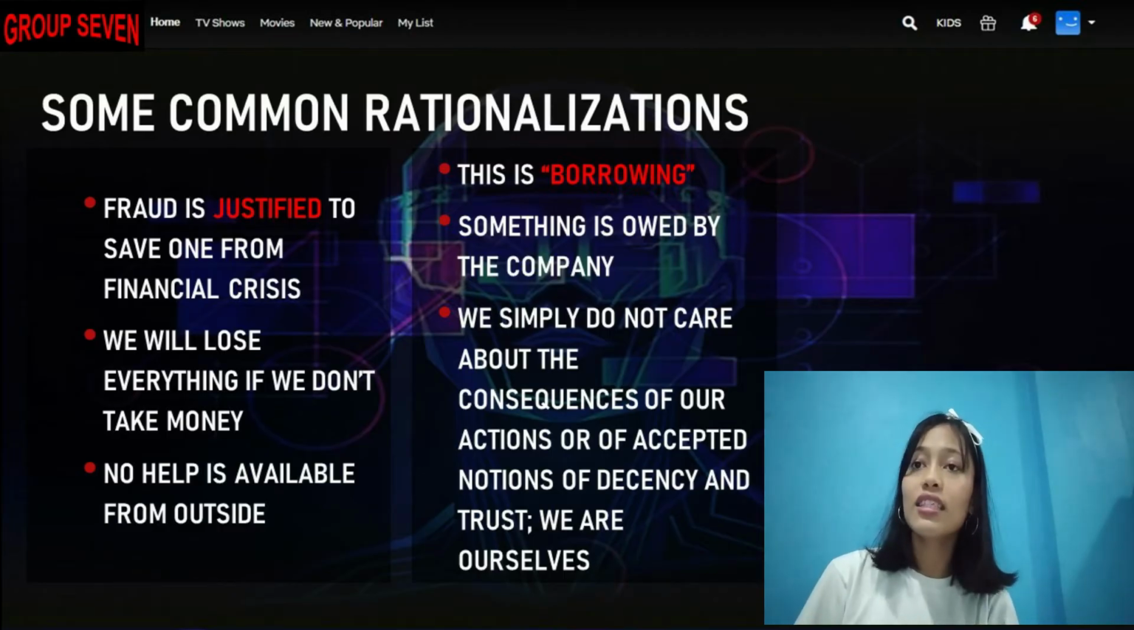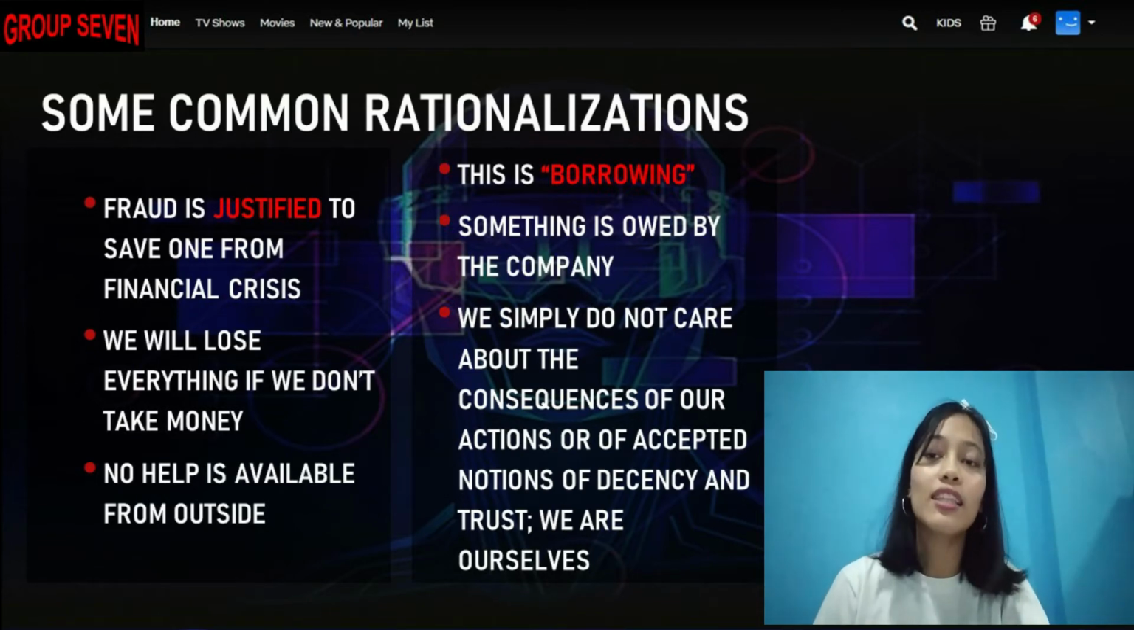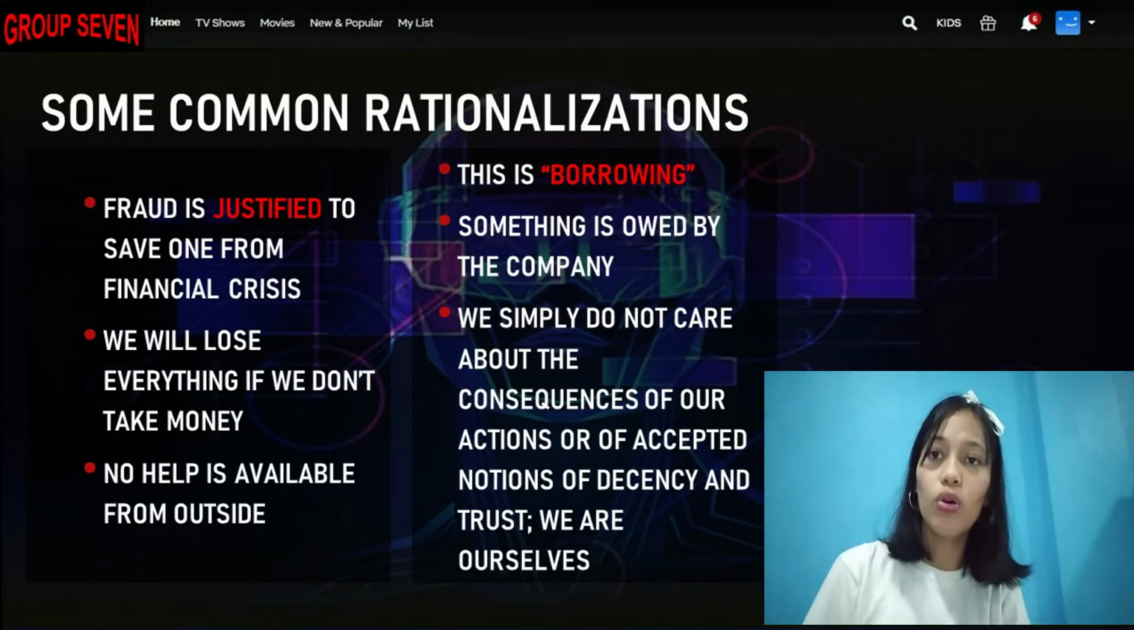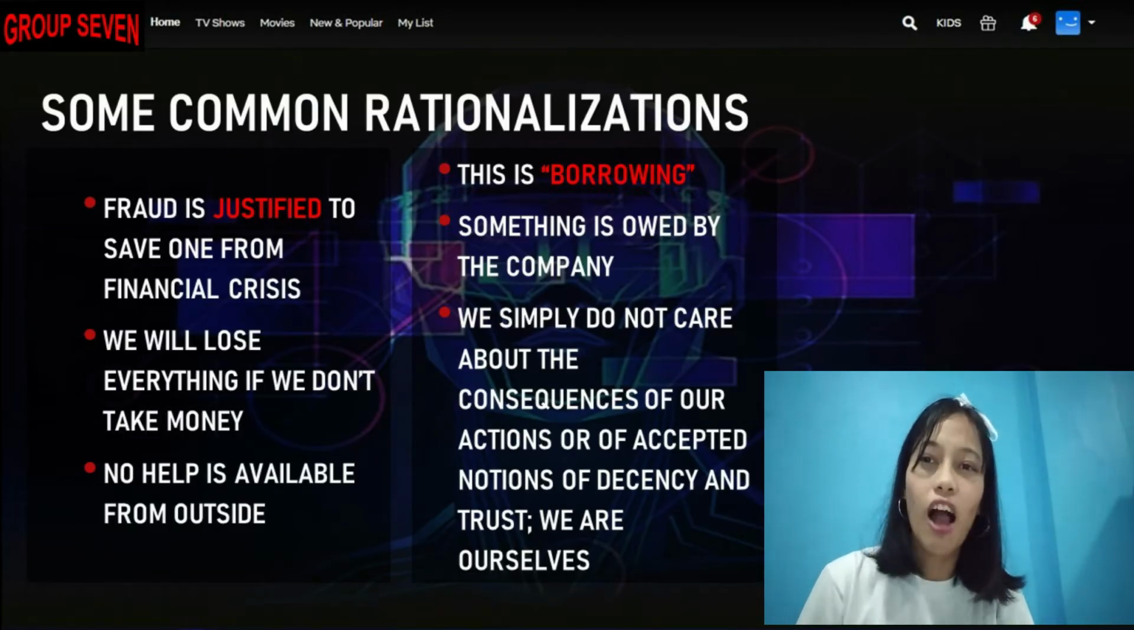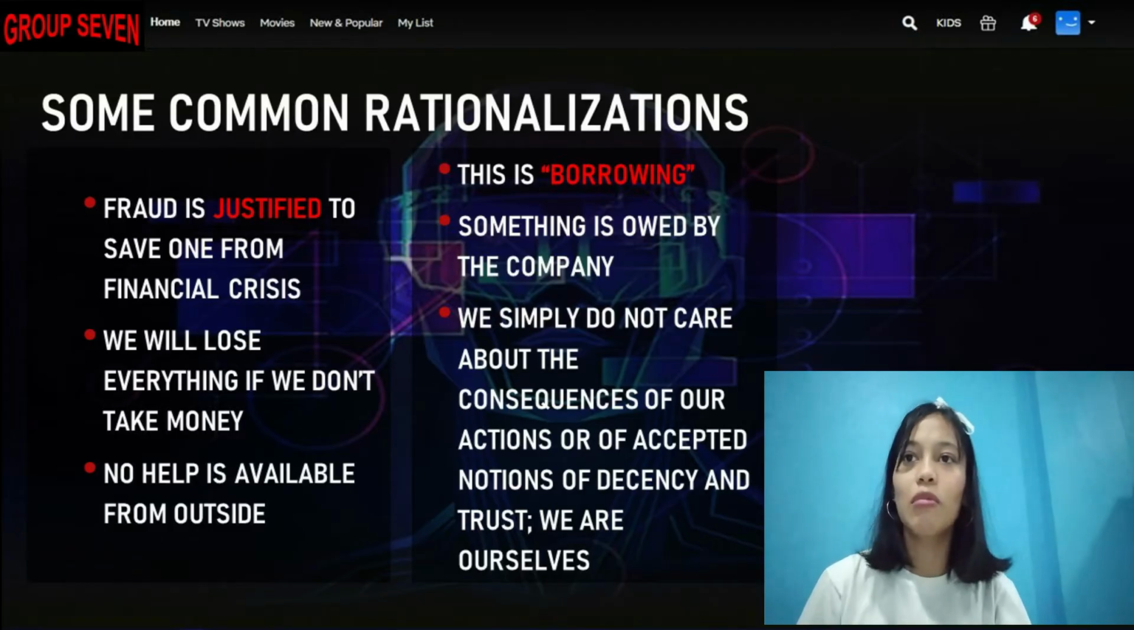Diba? Next is, this is borrowing. And we intended to pay the stolen money back at some point. Hindi, hihiramin ko lang to, saglit lang. Ibabalik ko din to. Diba? Pag nakita na ulit, ibabalik ko lahat ng mga hiniram ko, dadagdagan ko pa, yung mga ganong mindset, diba?